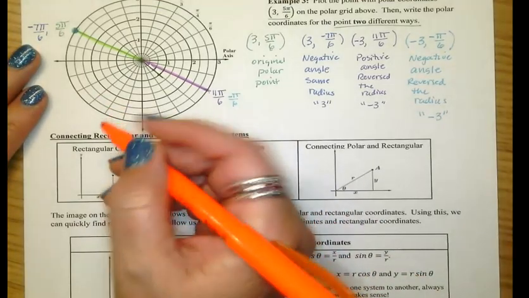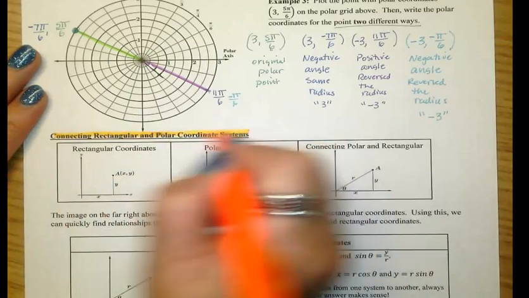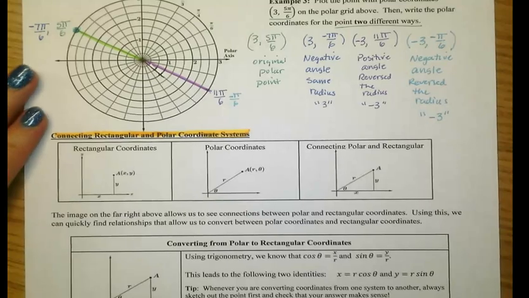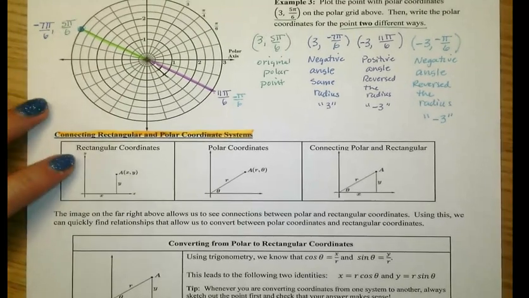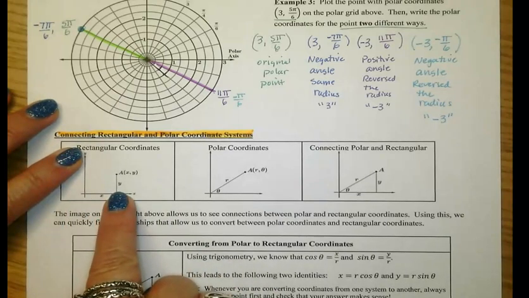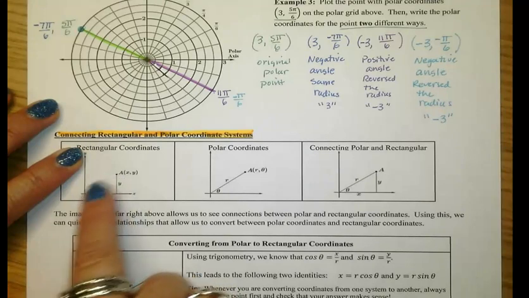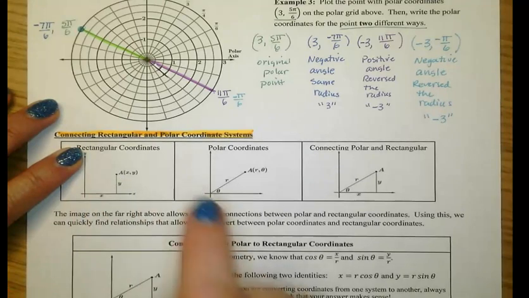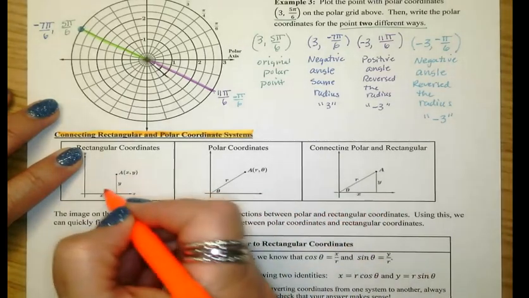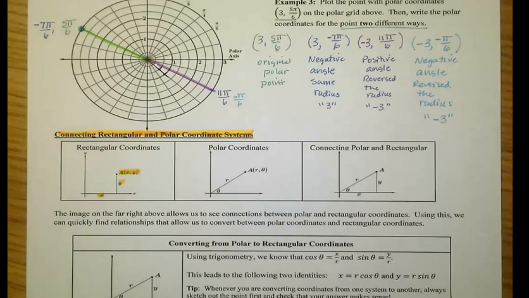Okay, so now let's talk about how we connect rectangular and polar coordinate systems. So if you look at what we have been doing, when we graph something in the rectangular system, we would go horizontally, which is our x distance, and vertically up to be our y. So we have x distance, we have y distance, and that gives us that coordinate point. So we have x, we have y. So our point there would be x comma y.